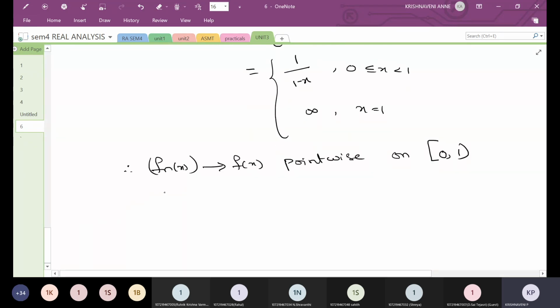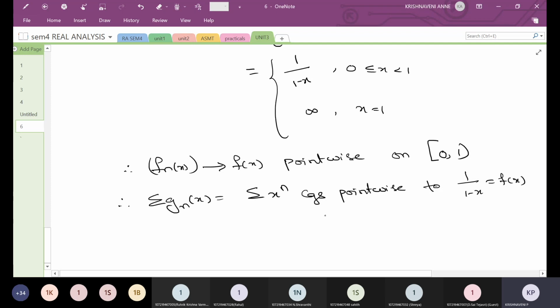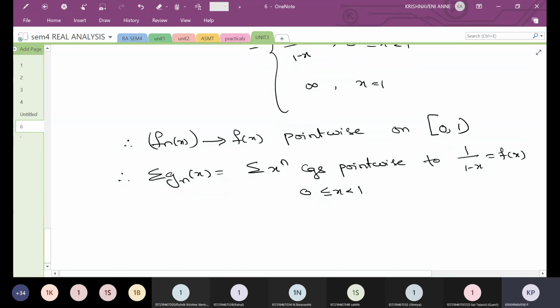Now, since the sequence of partial sums is pointwise convergent, I can say the series of functions, summation gn of x, which is nothing but summation x power n, converges pointwise to which value? 1 by 1 minus x, which is nothing but f of x in the interval 0 less than or equal to x less than 1, or on closed interval 0 comma open interval 1, you can write anything, it is okay. Okay, so this is regarding pointwise convergence.